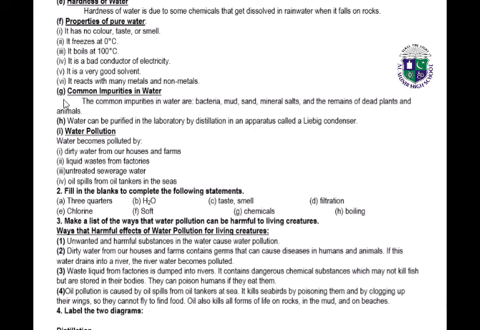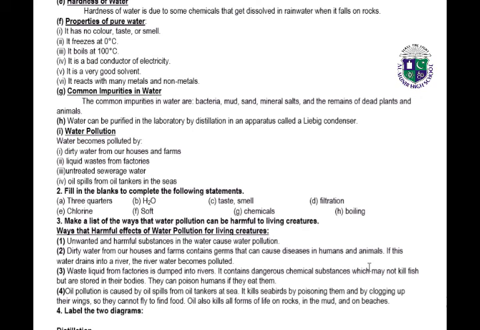Part number G, common impurities in water. The common impurities in water are bacteria, mud, sand, mineral salts, and the remains of dead plants and animals. Part number H, water can be purified in the laboratory by distillation in an apparatus called a Liebig condenser. Part number I, water pollution. Water becomes polluted by dirty water from our houses and farms, liquid waste from factories, untreated sewage water, and oil spills from oil tankers in the seas.